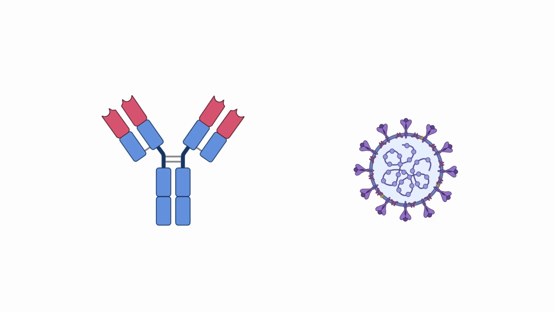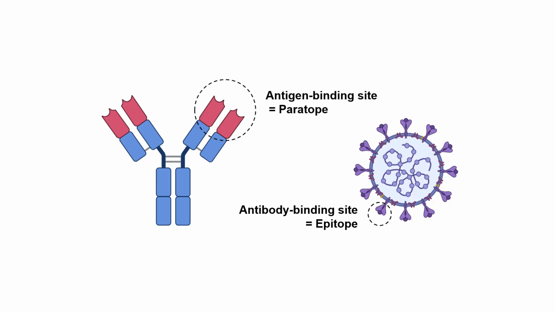If you look at antibody and antigen together, antibody's binding site on antigen is called an epitope. In comparison, the binding site on antibody is paratope. So paratope binds to epitope.